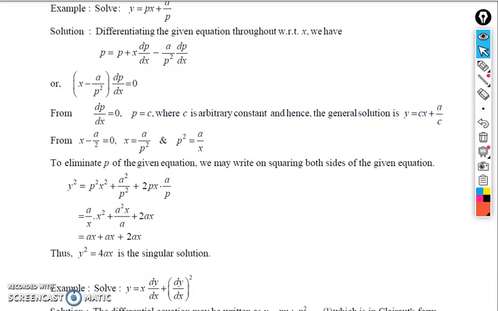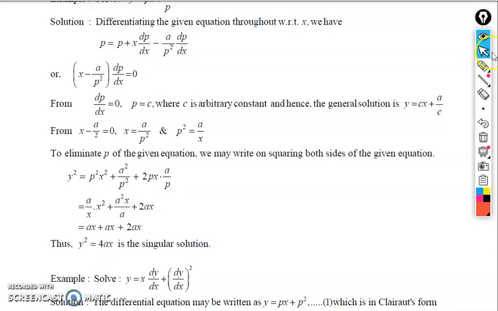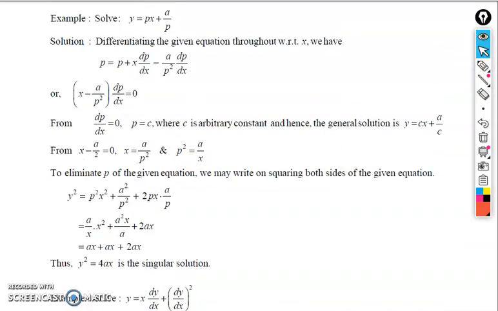The procedure of solution of the Clairaut equation is just to differentiate both sides with respect to x, nothing more. The result: y becomes dy/dx, and this becomes p, and x dp/dx minus a by p square dp/dx. p should be cancelled out from both sides. The remaining term is (x minus 1 by p square) dp/dx equals 0.